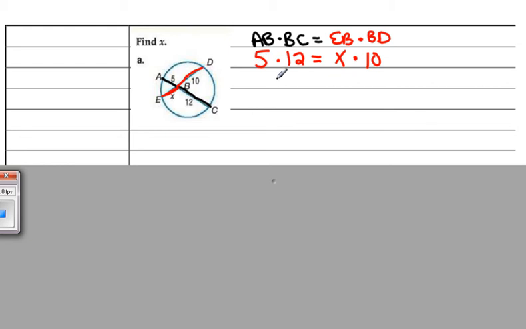5 times 12 is 60, and that equals 10x. And then we would just need to divide by 10. So x is 6.